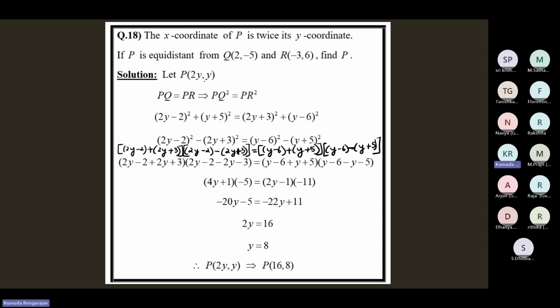Okay, so since it's given that the x coordinate of P is 2 times the y coordinate. Let the y coordinate be y, so the x coordinate will be 2y. So this is about the point P. Now it's given that P is equidistant from Q and R. That means PQ is equal to PR, which also means PQ square is equal to PR square.